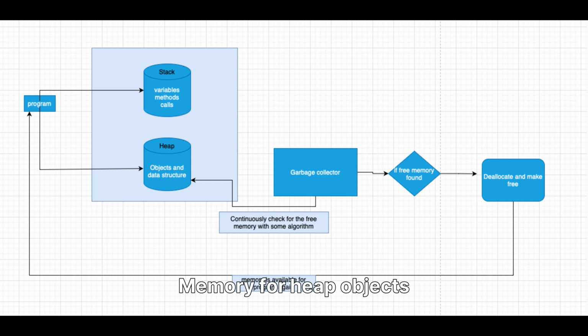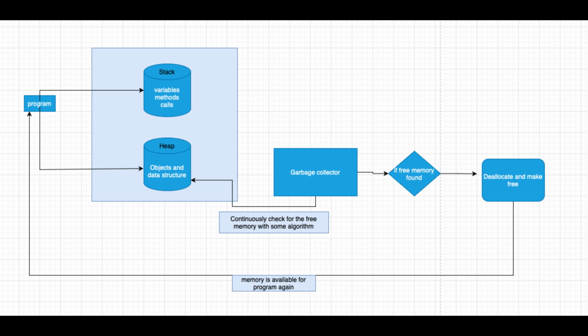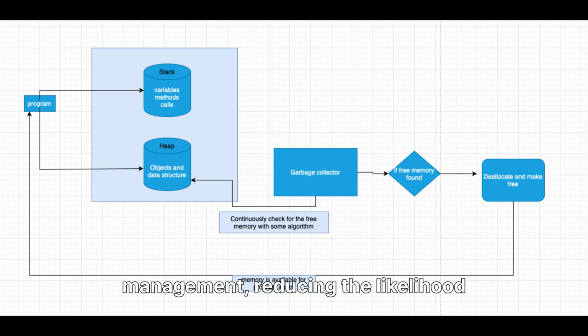Memory for heap objects is managed by the garbage collector, which periodically reclaims memory from objects that are no longer referenced. This automated process frees developers from manual memory management, reducing the likelihood of memory leaks and dangling pointers. But it's important to understand its behavior for optimal performance.